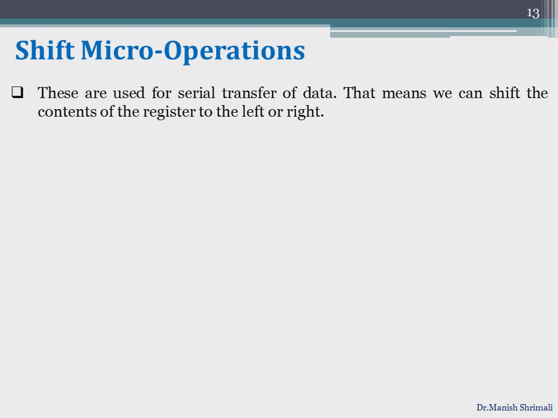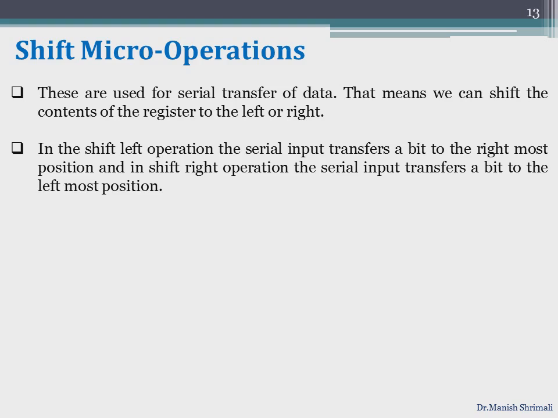Now let us take the shift micro operations. These are mainly used for serial transfer of data. That means we can shift the contents of the register to the left or right. In the shift left operation, the serial input transfers a bit to the rightmost position, and in shift right operation, the serial input transfers a bit to the leftmost position.